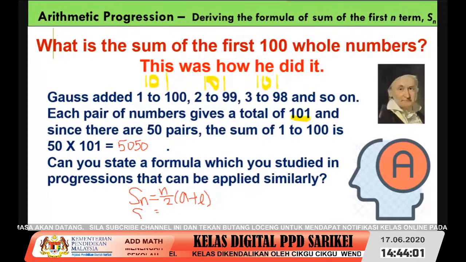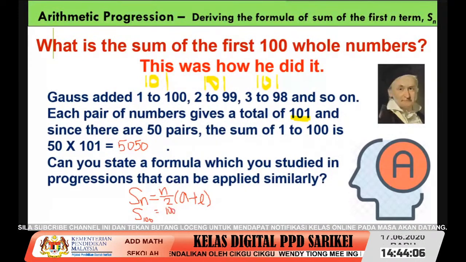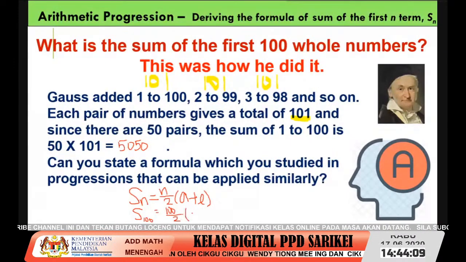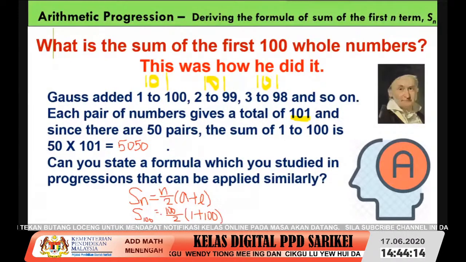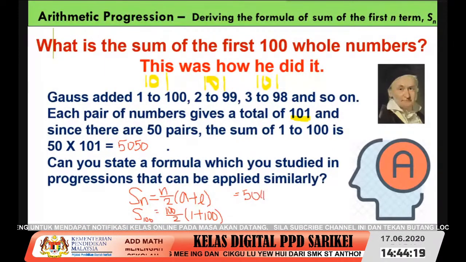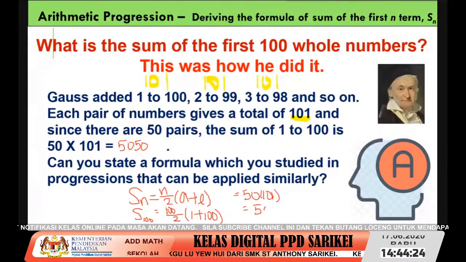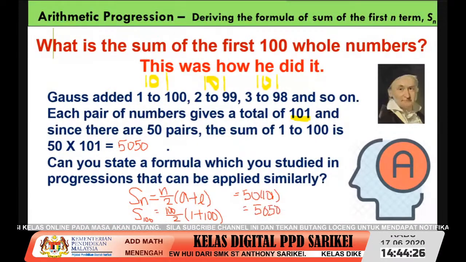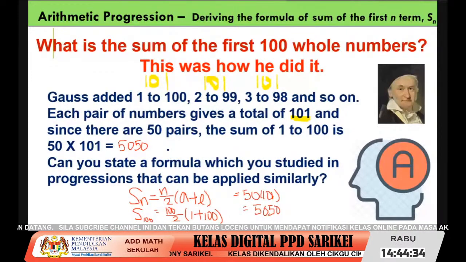So altogether, from 1 to 100, we have 100 terms. So 100 over 2. The first term is 1. Last term, 100. So 100 divided by 2 equal to 50 times 101. So the final answer is 5050. Okay, so actually this one is a very interesting question and a story.